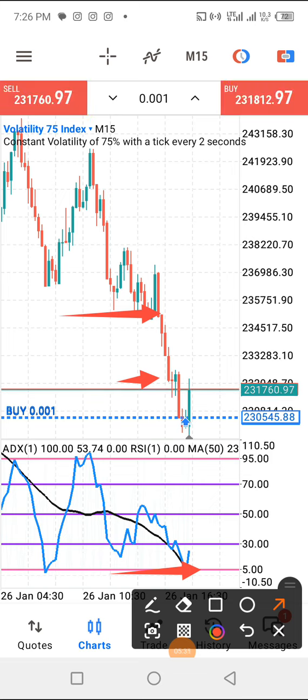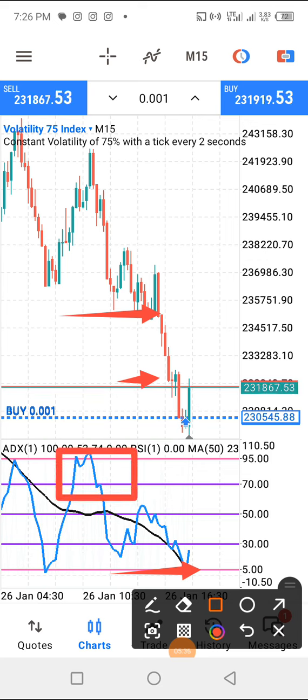So now, I said you should make sure that this blue line crosses below level 70 for your sell. Then in the case of your buy, let it cross above level 30, then you put your stop loss at the swing low. Then definitely you can use level 50 as your take profit. As the blue line approaches level 50, you can decide to close the trade.